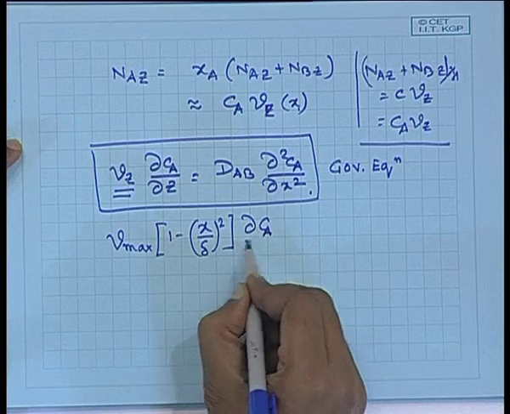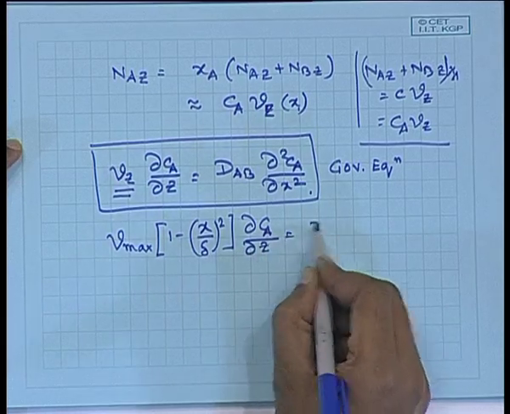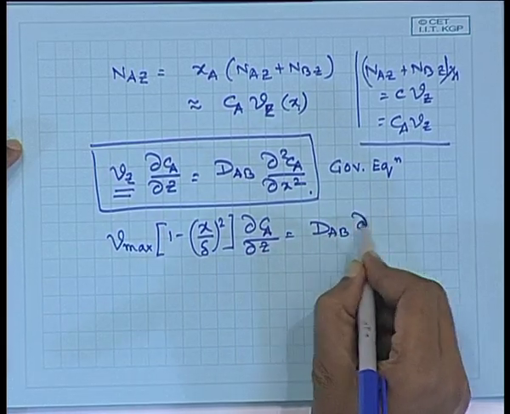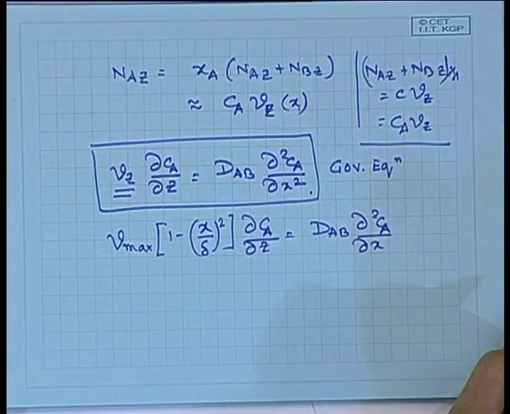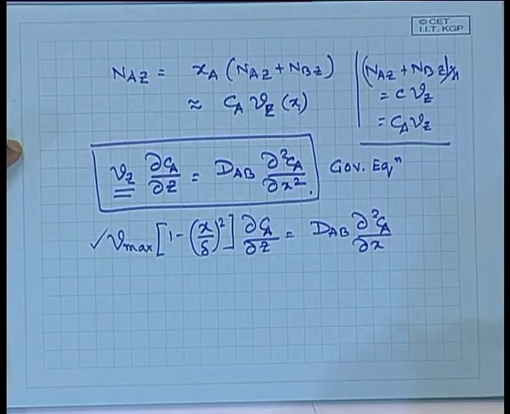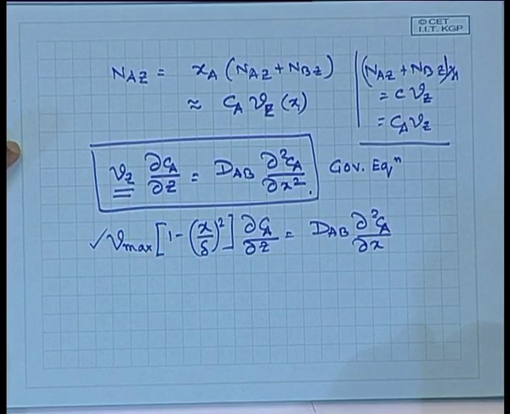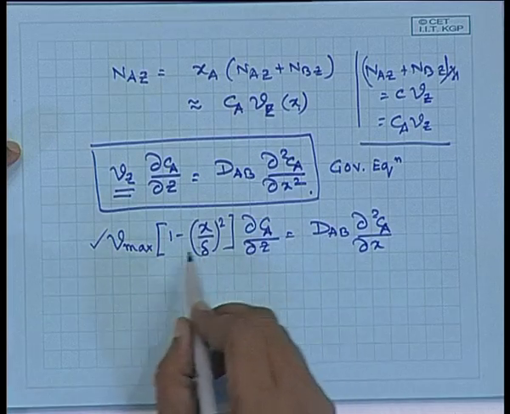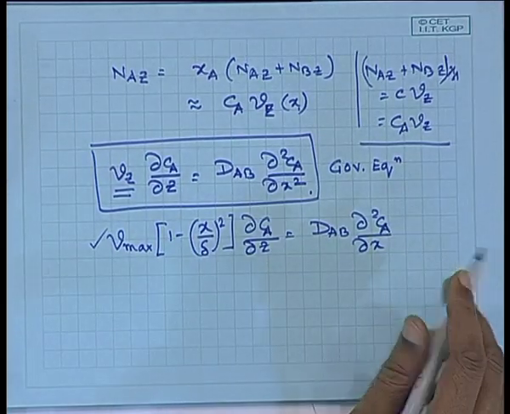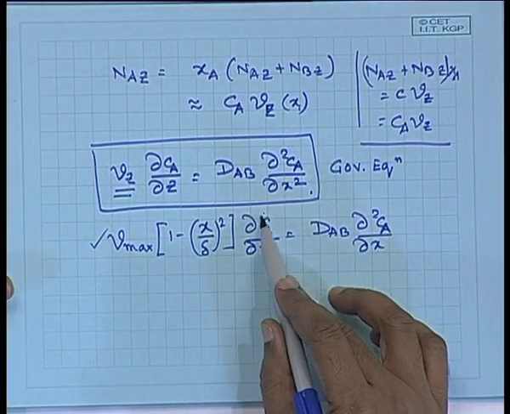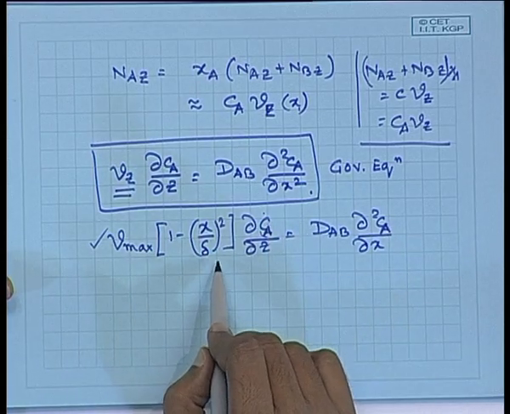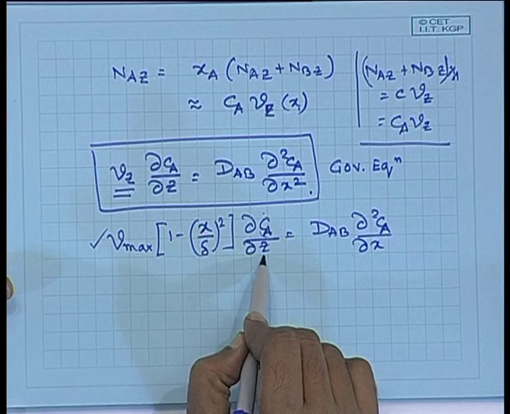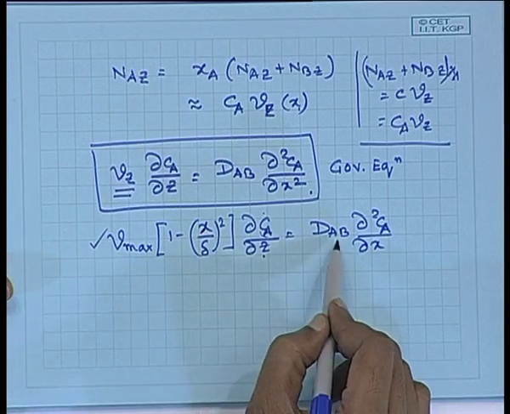The rest will remain unchanged, and once I have it in this way, this Vmax is a constant. It does not depend on x or z. So right now I have an equation in which the dependent variable C A is a function of the two independent variables x and z and some other parameters present in the system.